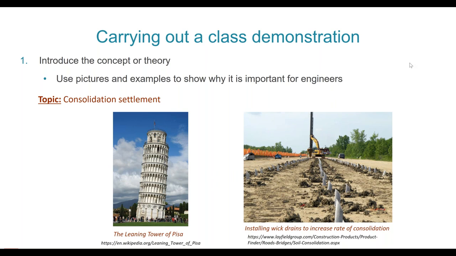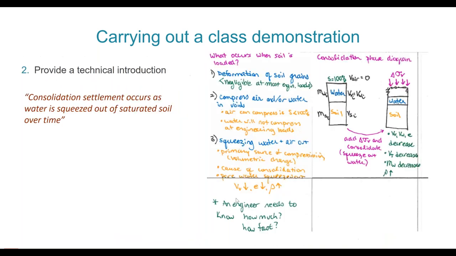For example, with the topic of consolidation settlement, the Leaning Tower of Pisa is a very prominent example of excessive consolidation settlement that led to differential settlement over a long period of time. And then also a picture on the right showing wick drains, to start to introduce the students that drainage is important for consolidation settlement.